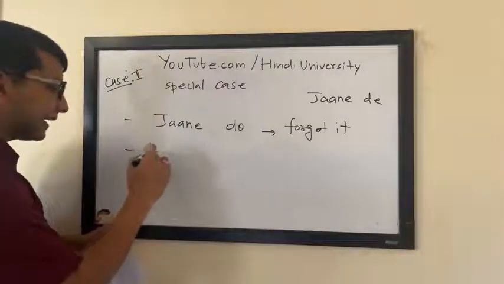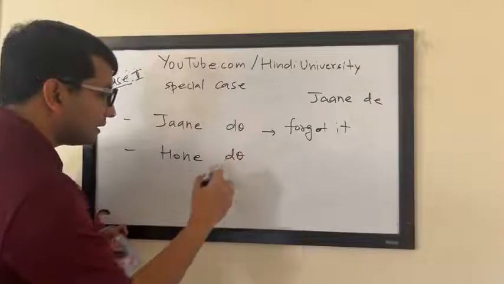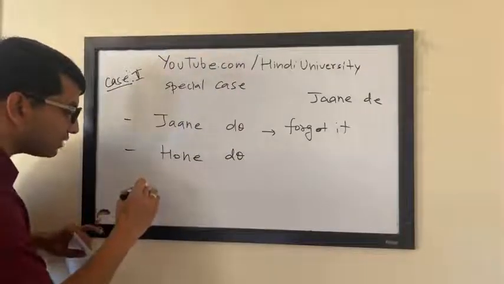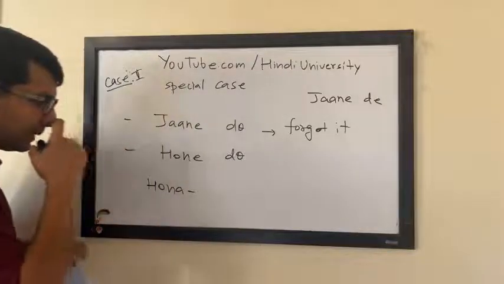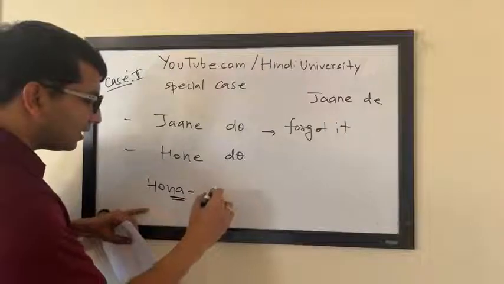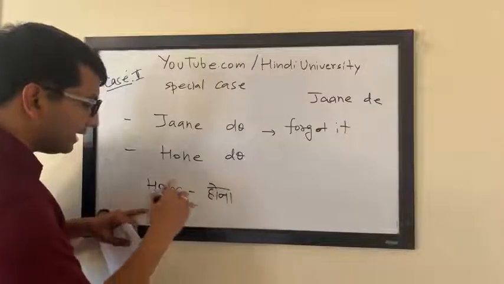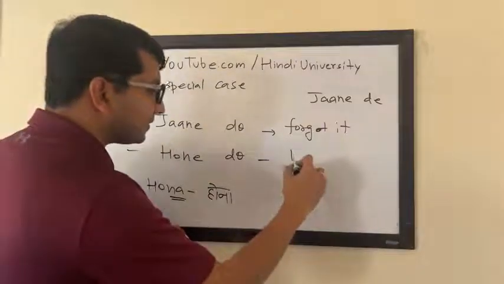Second one is hone do. As most of the advanced or intermediate students already know, hona is to happen or to be. Just like that, you will change the ending of the verb hona to hone, and hone do, which is basically let it happen.